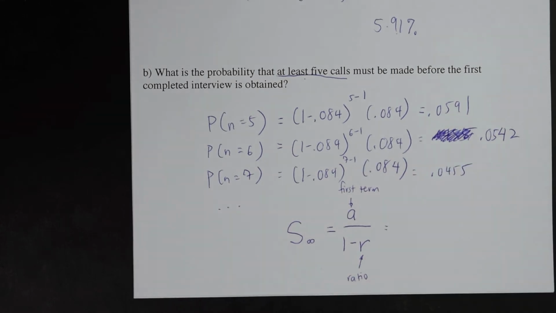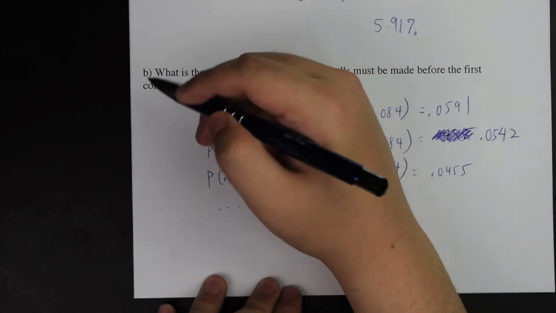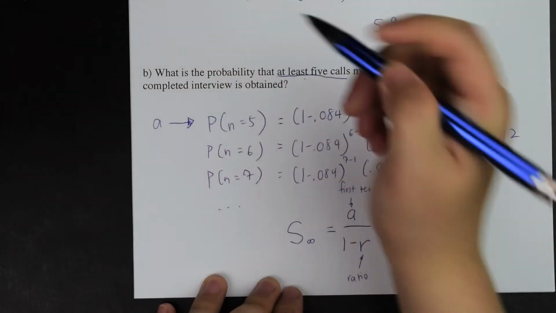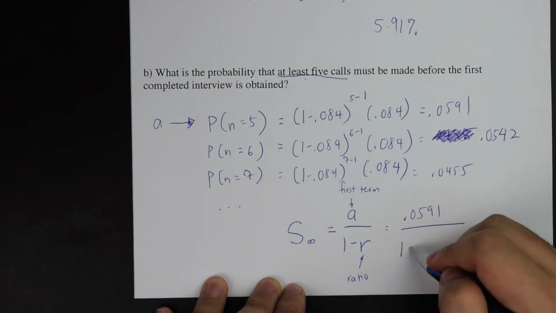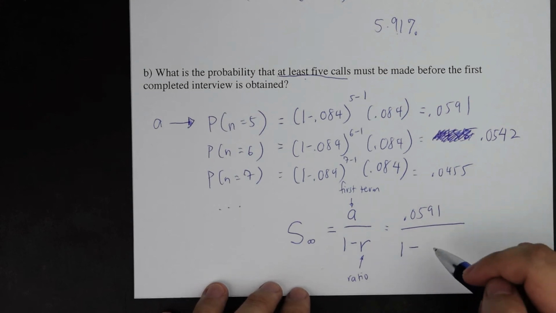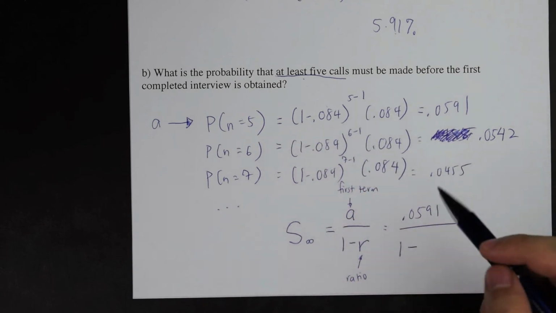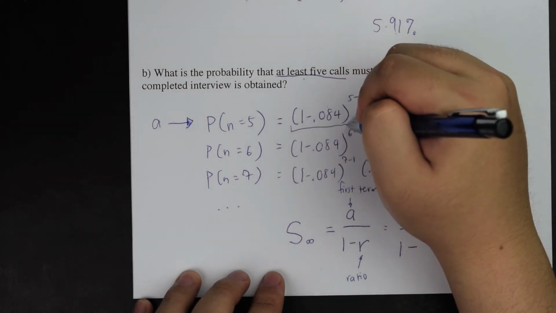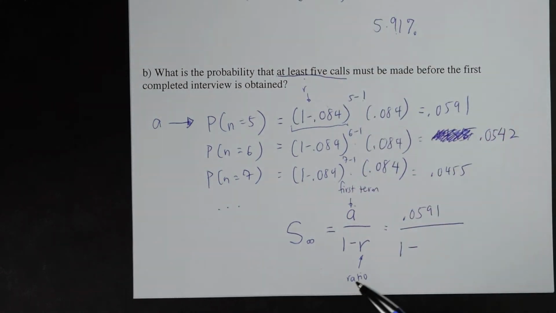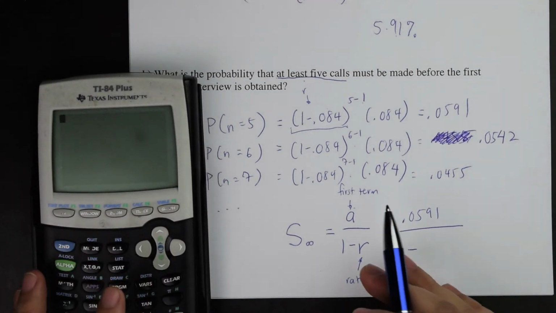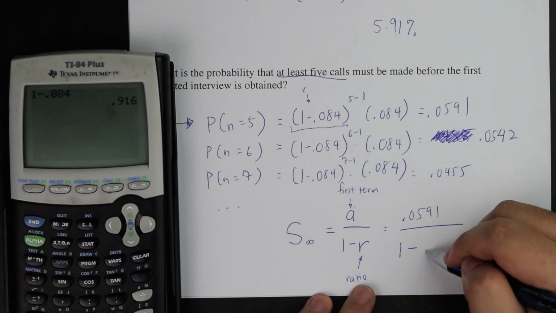So for this question, my first term is going to be the first term of this whole sequence, which is represented here. So this is my a. And so this a value will be 0.0591 divided by 1 minus, and that's where the question comes in. What is my r? My r is the multiple that exists here. This 1 minus 0.084 will represent my r, because this is my multiplier, right? Every time there's a multiplier of 1 minus 0.084 occurring. And so 1 minus 0.084 will be 0.916, and I'm going to go ahead and write that here.